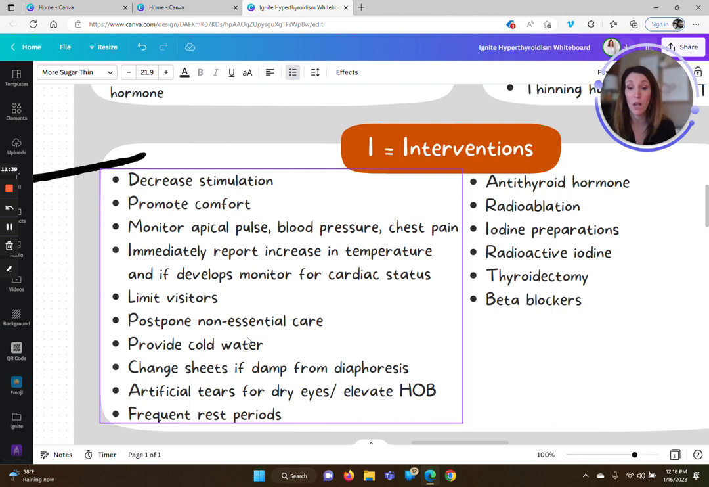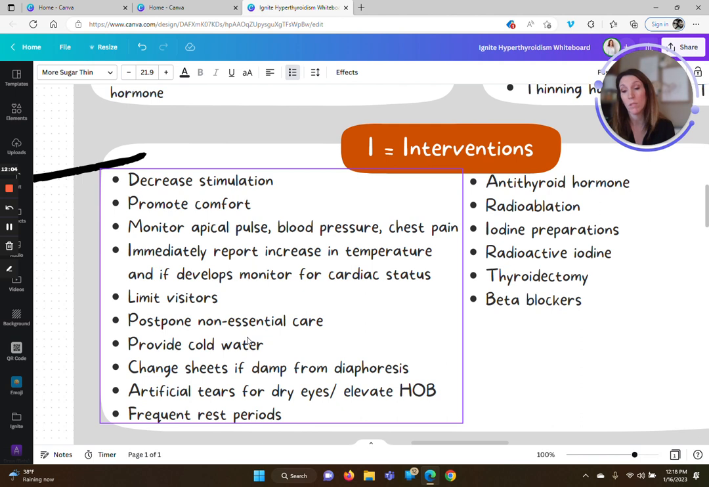So a patient who has hyperthyroidism and is really not doing well with that, we may not want to have students in and out of there, that type of thing. And then provide cold water because remember they're feeling really hot, so it's going to feel nice for them to have cold water. And then if they become diaphoretic and their sheets are getting damp from that, we should offer to change their sheets.